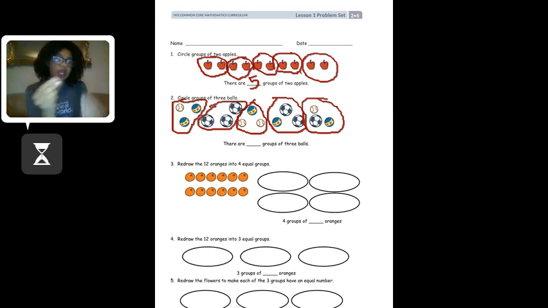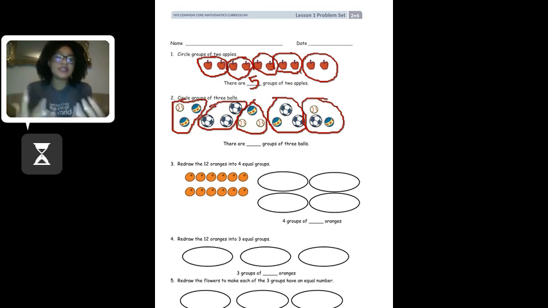So now I'm going to get 3 pennies. 1, 2, 3. That makes the group. Then I'm going to make the second group. 1, 2, 3. That's my second group. Then I'm going to get another one. 1, 2, 3 pennies to represent the balls. That's my third group. And then I'm going to get 3 more pennies to represent the fourth group. And then I'm going to get the last 3 pennies that I have, and I'm going to make my 5th group.